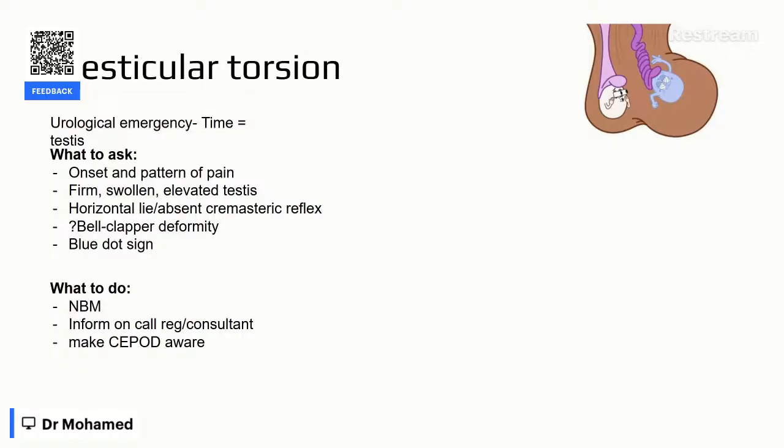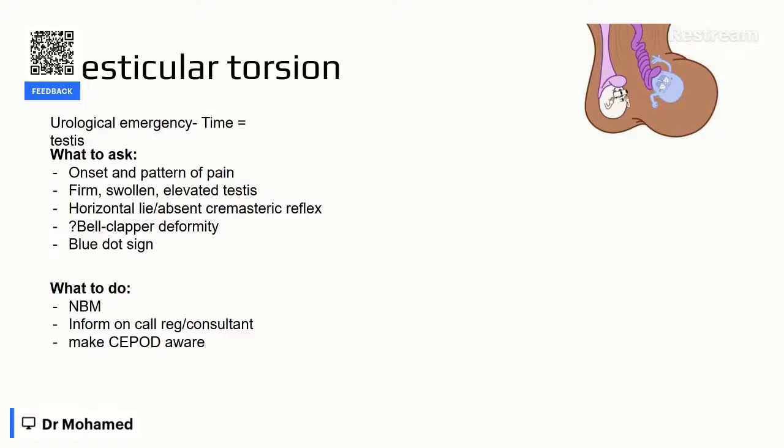Even if you think that this is kind of for people working in A&E, even if you do think it's torted appendage rather than a torsion, still ask the urologist to come and have a look, because it could still be torsion just because there is a blue dot there.